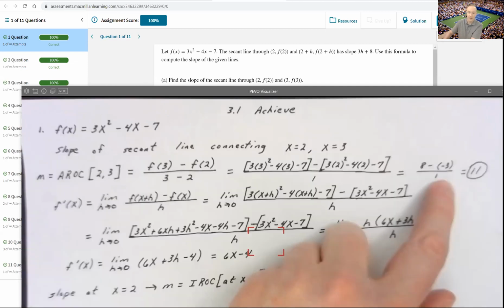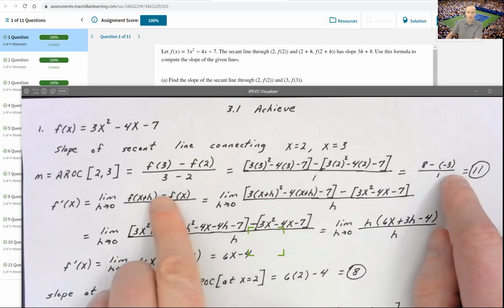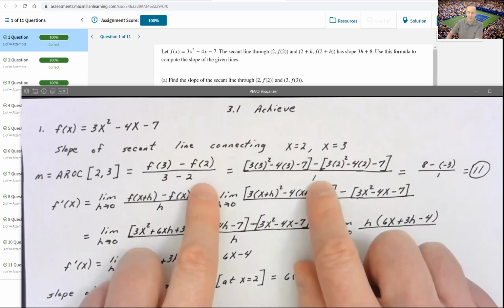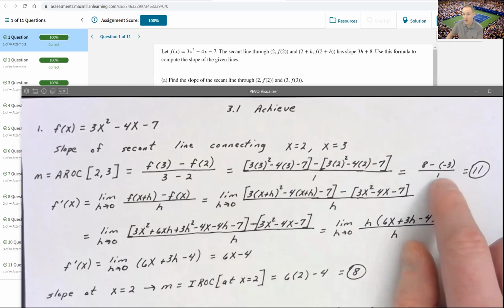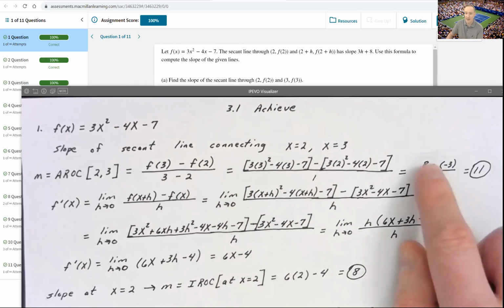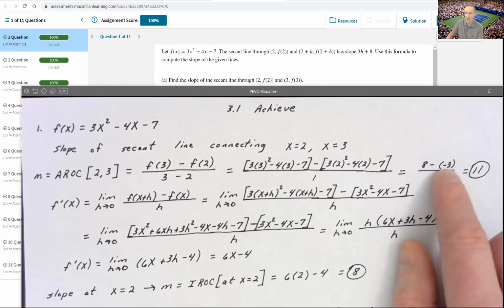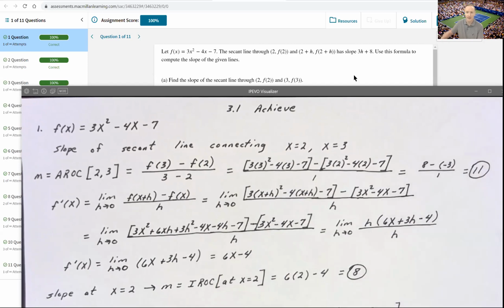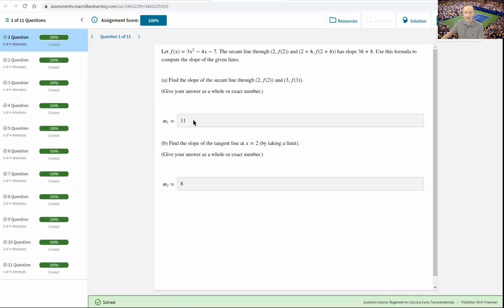Now, clearly, the change in the x values is just 1 unit because it's the distance from 2 to 3. So 3 minus 2 is 1. Our denominator is 1. When you subtract your numerators here, 8 minus a negative 3 gives you 8 plus 3 for 11 over 1, our average rate of change of 11. So you'll see that I put the answer of 11 in for that first slope, and it liked it.